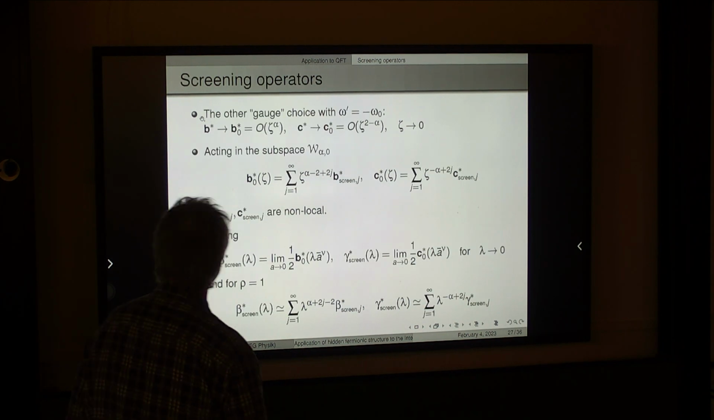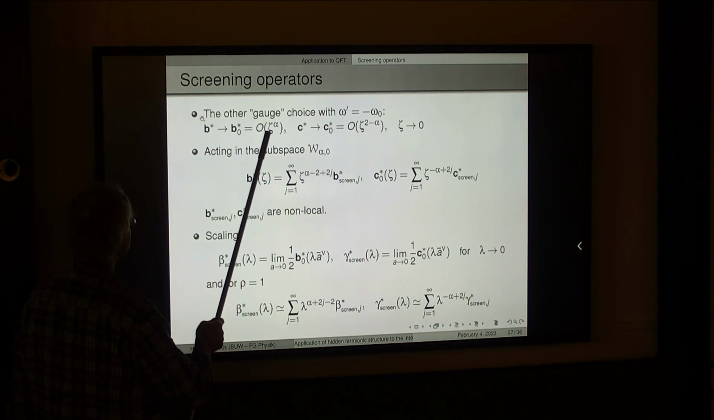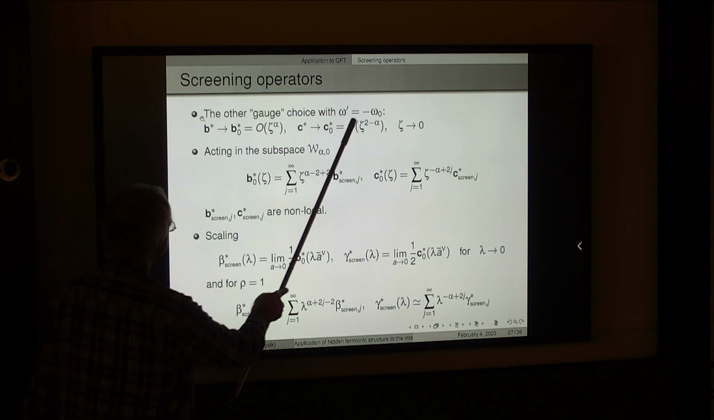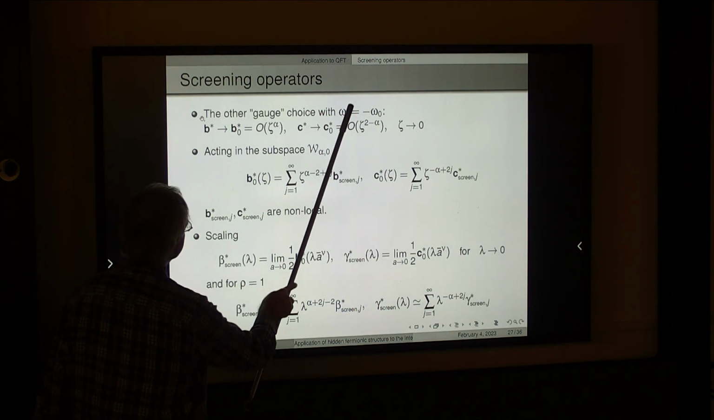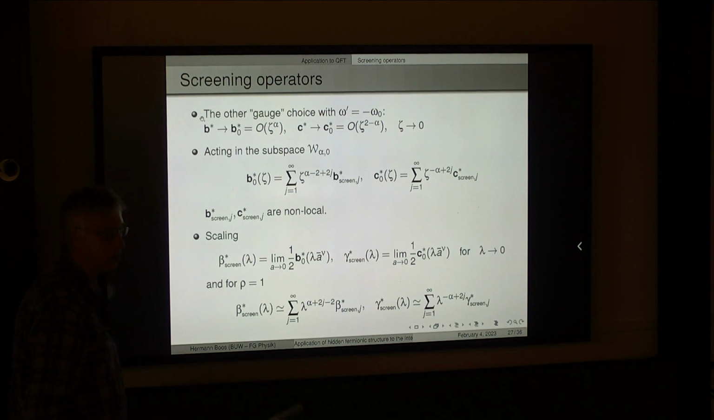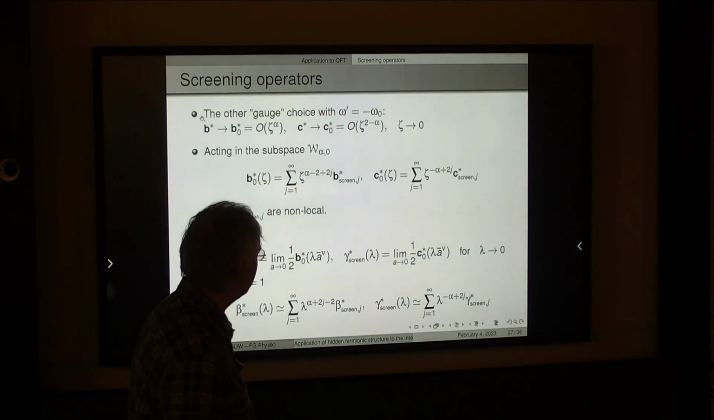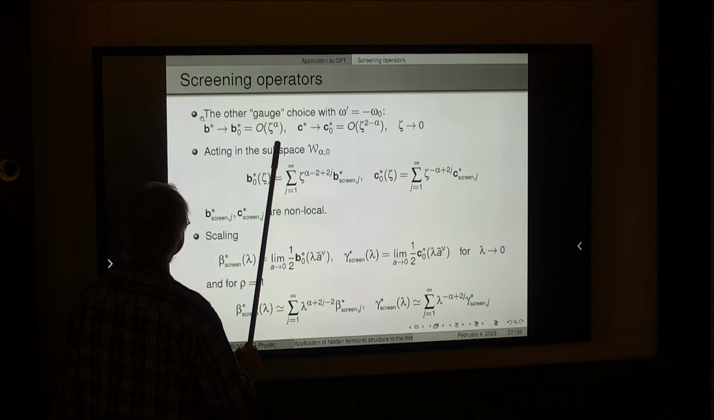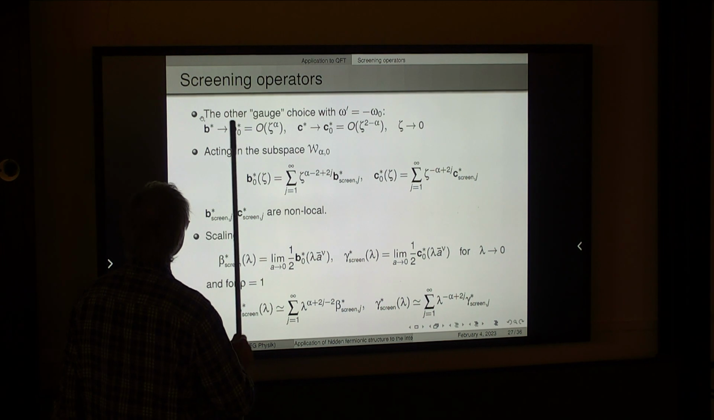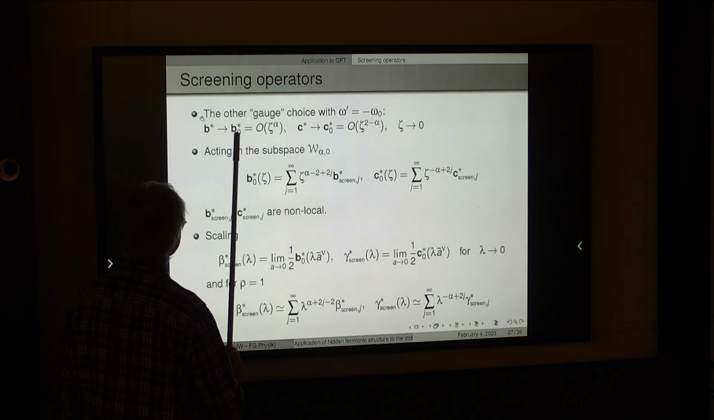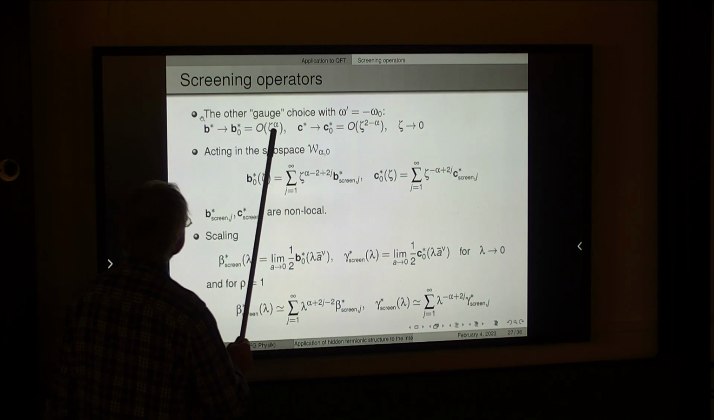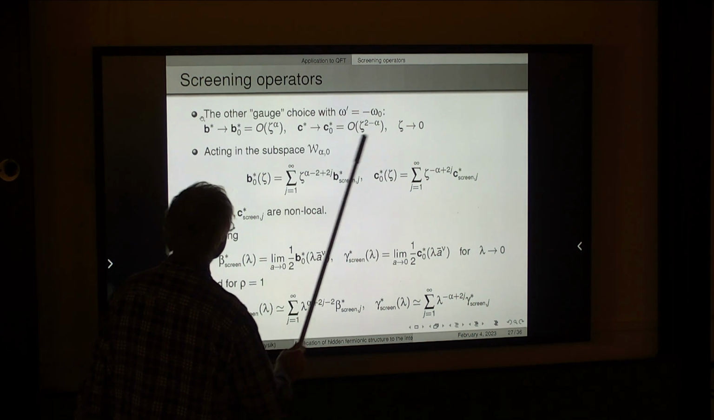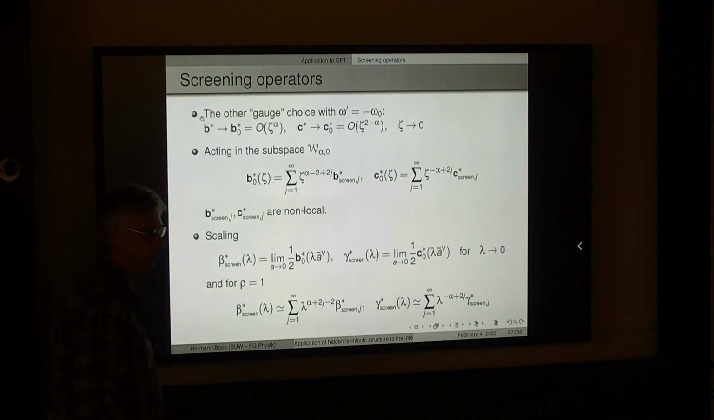What would be another choice of this gauging? Another choice would be if we take for omega prime minus omega 0. I hope you remember, maybe not everybody, what omega 0 was. And in this case, we get some new operators, B0 star, C0 star, which have the following property, because actually of this omega 0.